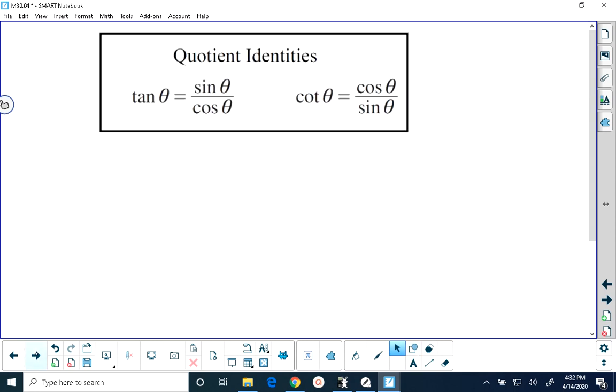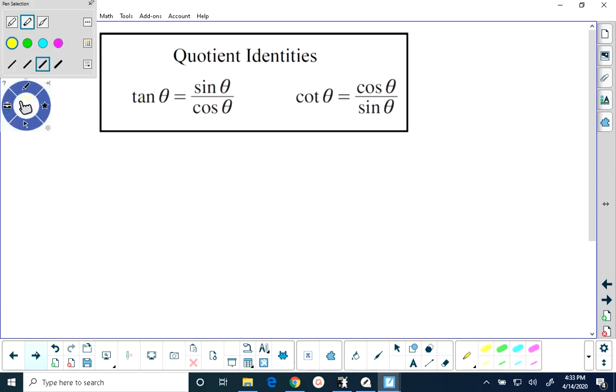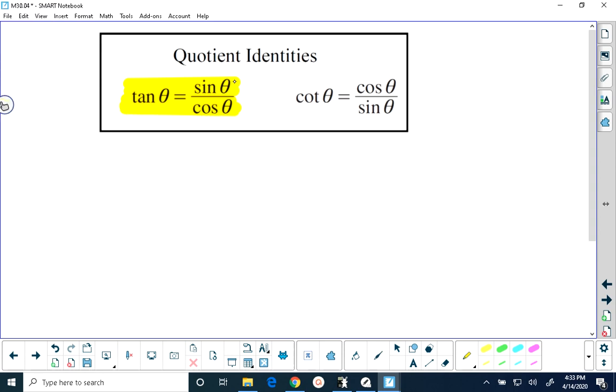There are more trigonometric identities. These are referred to as the quotient trigonometric identities because they are quotients. When you divide things, you are finding what's called a quotient. So for example, tangent of any angle is always equal to sine of the angle over cosine of the angle as long as the angle is allowed to be placed in here.